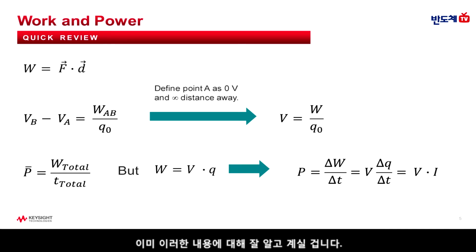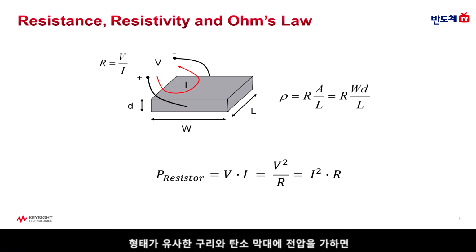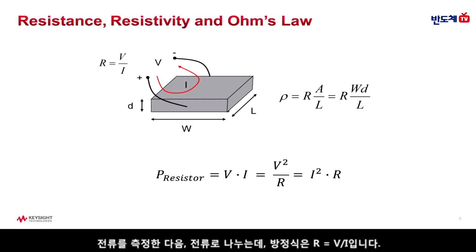Hopefully this is just a real quick review for everybody. I'm going to do a quick review of resistance, resistivity, and Ohm's law. If we apply a voltage across two similarly shaped rods of, say, copper and carbon, you'd obviously get very different resulting currents. The property that comes into play there is the resistance. You define resistance between two terminals of a material by applying a potential voltage across those terminals, measuring the current, and dividing the voltage by the current. So R equals V over I.